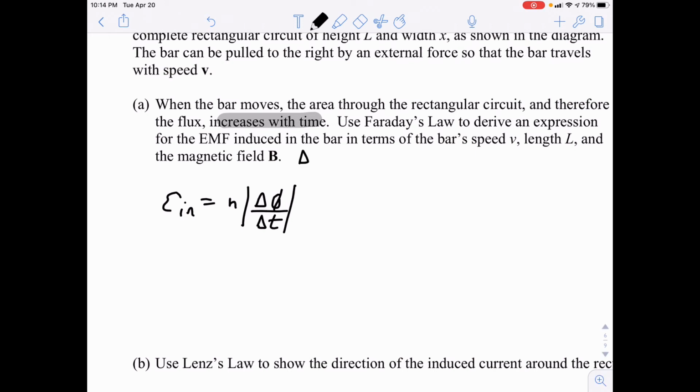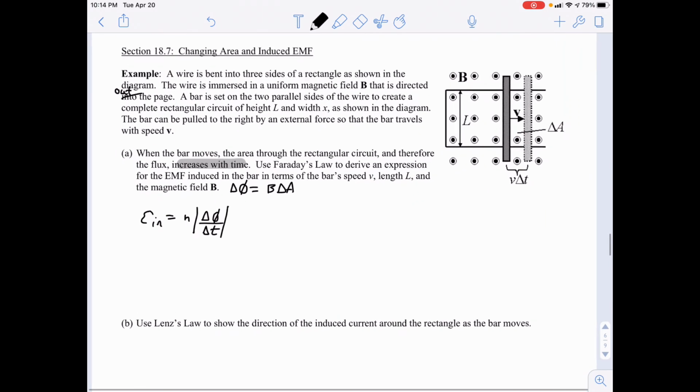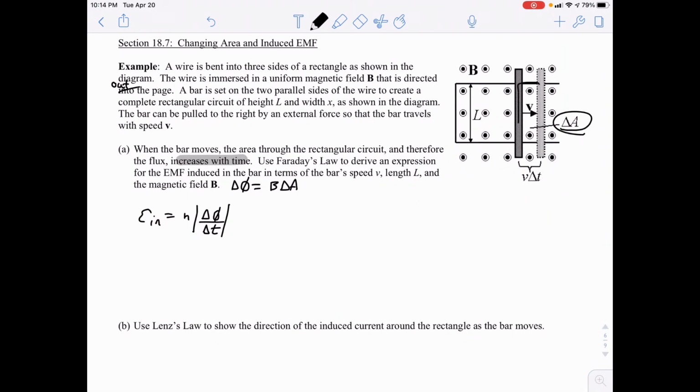Now, delta flux, what's actually changing here? The area is changing. So this is B times delta A, or the change in area. This would be delta A right here. So we can write this as an N, and we can make it 1 because it's really just one rectangular loop. So this ends up becoming B times delta A over delta T, which is B times, now delta A, the changing area, would be length times width.